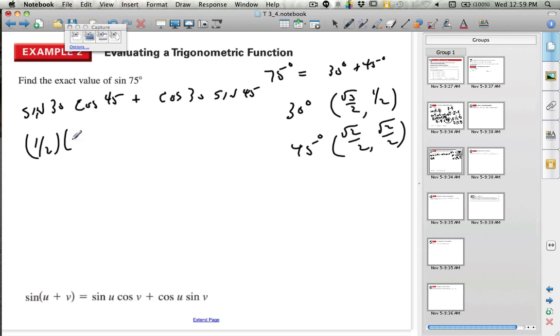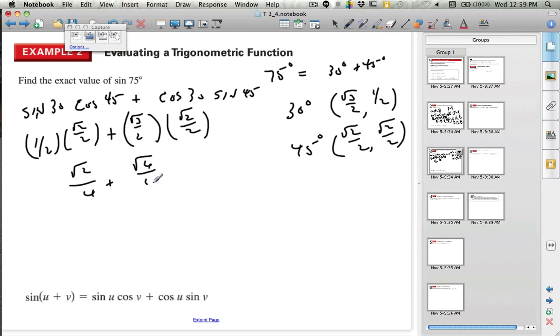Cosine of 45 is radical 2 over 2, plus cosine of 30 is radical 3 over 2, and sine of 45 is radical 2 over 2. So we're going to get radical 2 over 4 plus radical 6 over 4. And you'll notice we got exactly the same thing. So we're going to get radical 2 plus radical 6 over 4.